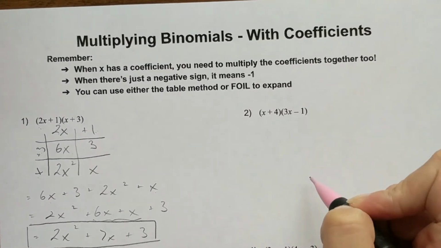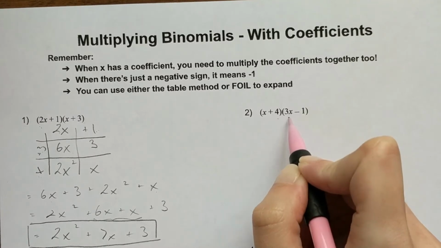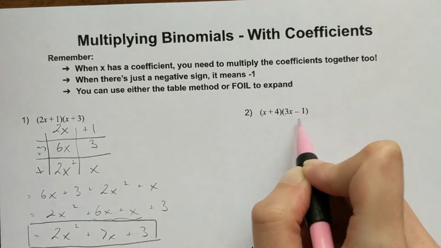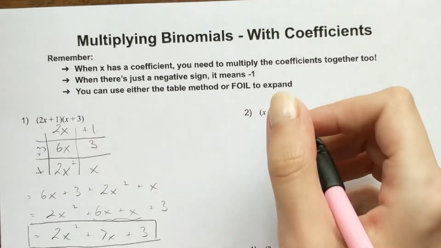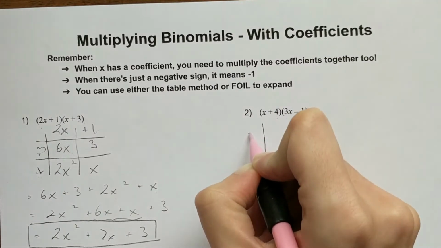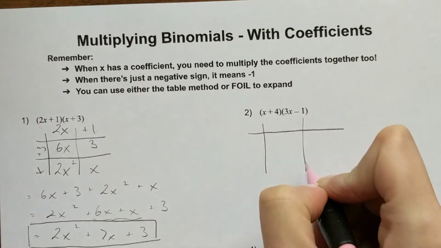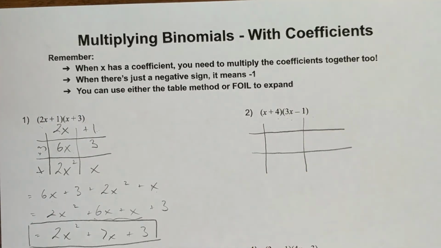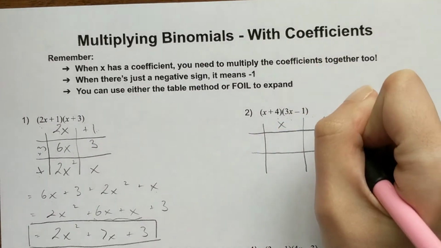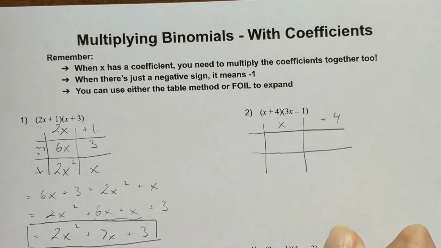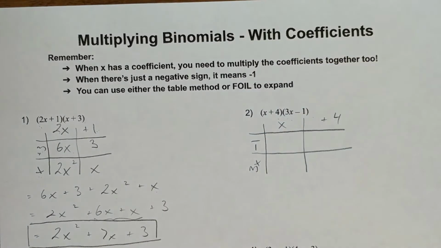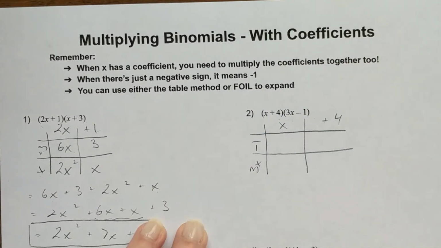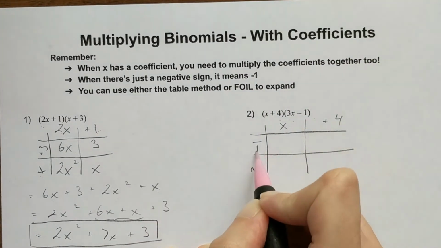Let's do example number 2. I have x plus 4 times 3x minus 1, and we have that coefficient on our second x there. Once again, I'm going to use the table method. I'm going to write x and then plus 4 across the top, and 3x minus 1 down the side. I'm going to go ahead and fill it in.